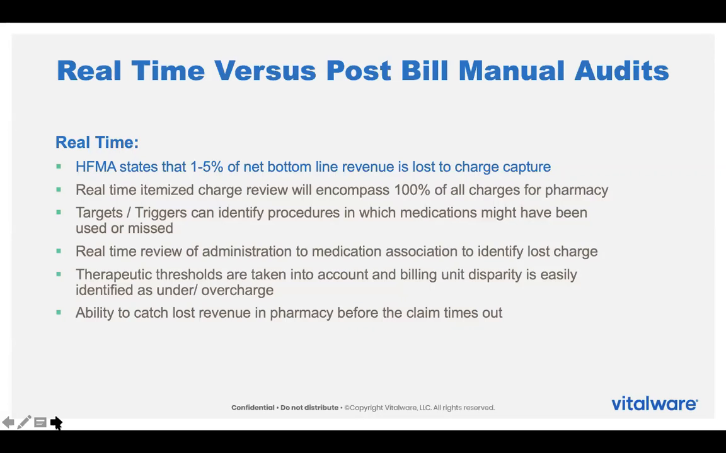A real-time review of administration to medication association for lost charge: where I have a drug on a claim but no administration. Is that a drug that should have had credit? Or is that one that we just forgot to put the administration? And what we find a lot of the time is on patient bills, there's an overcharge because the patient should have been credited. Therapeutic thresholds are taken into account, and it does catch that revenue.